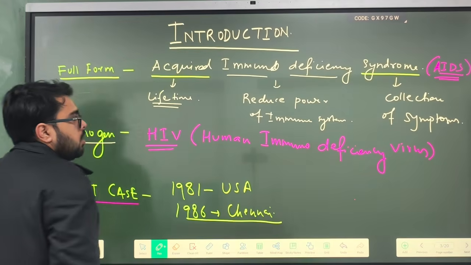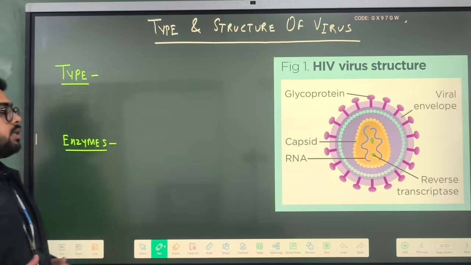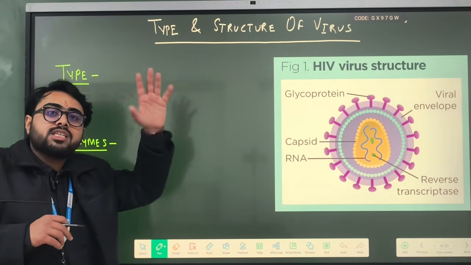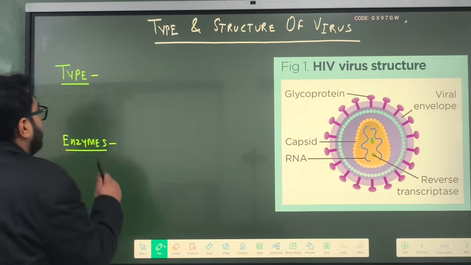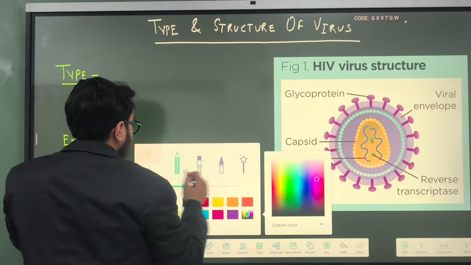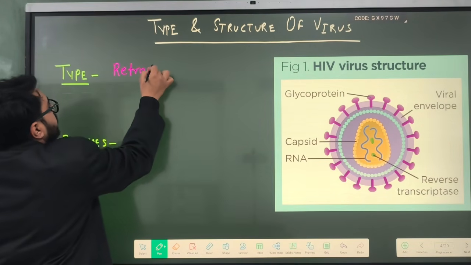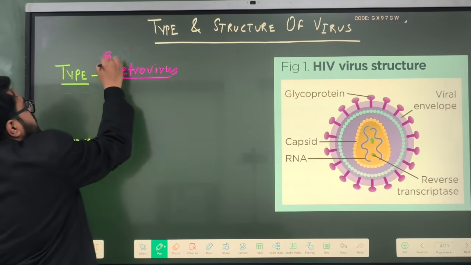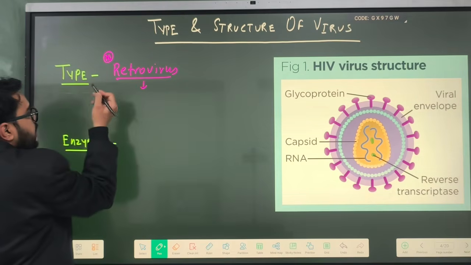Now, coming to the next section. What kind of virus is it? Students, for your information, it is a very important question for your NEET as well as board point of view, that this HIV is a kind of retrovirus. Let us try to understand what kind of virus it is. In exams, you will definitely get a question why it is known as retrovirus, because it consists of an enzyme.